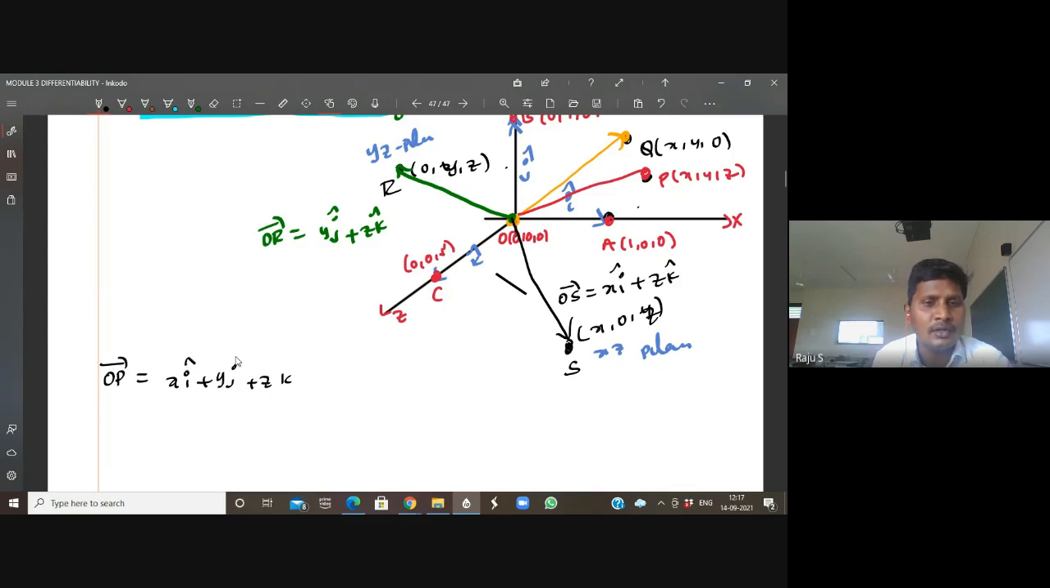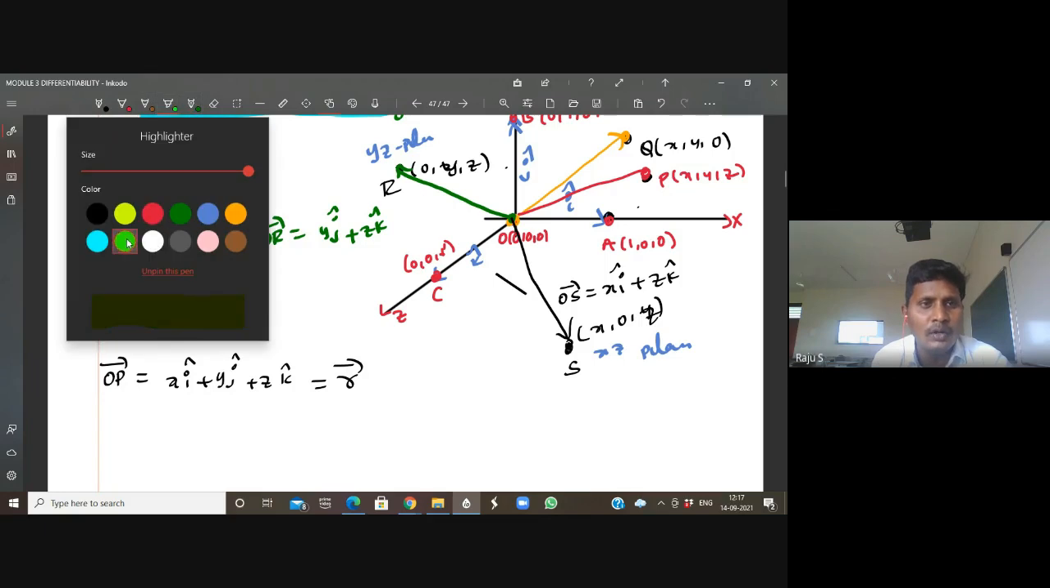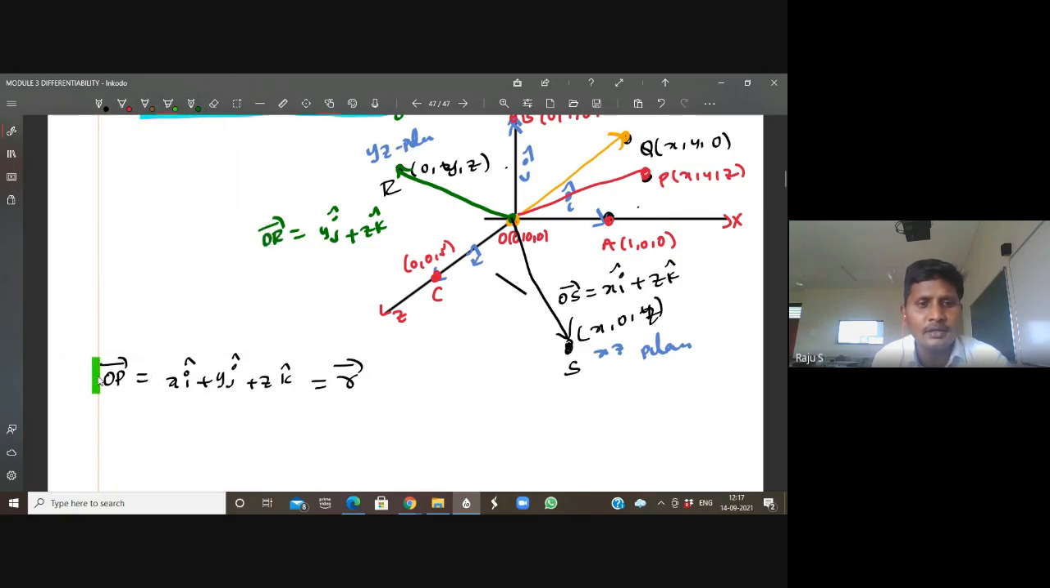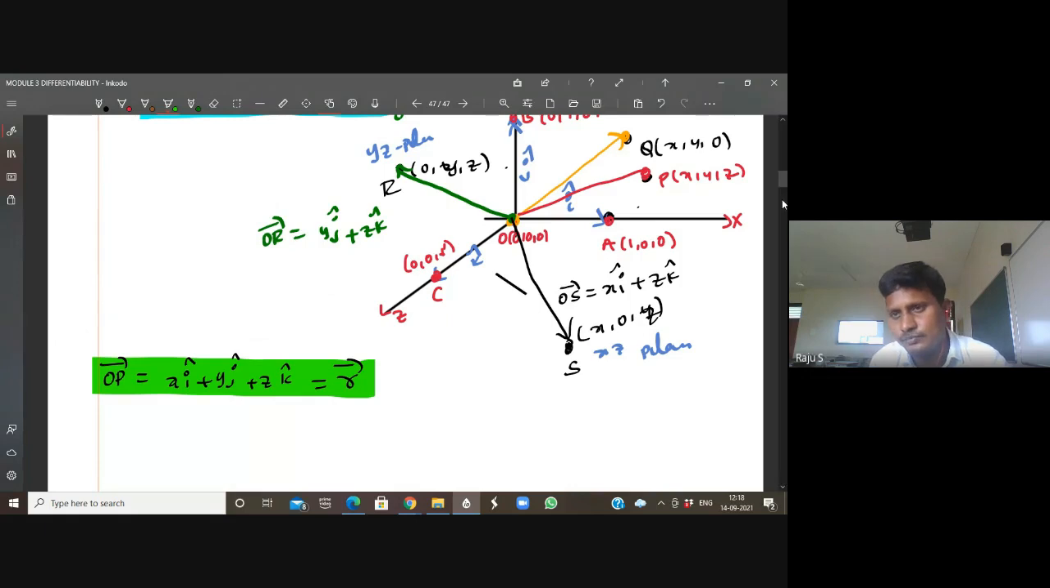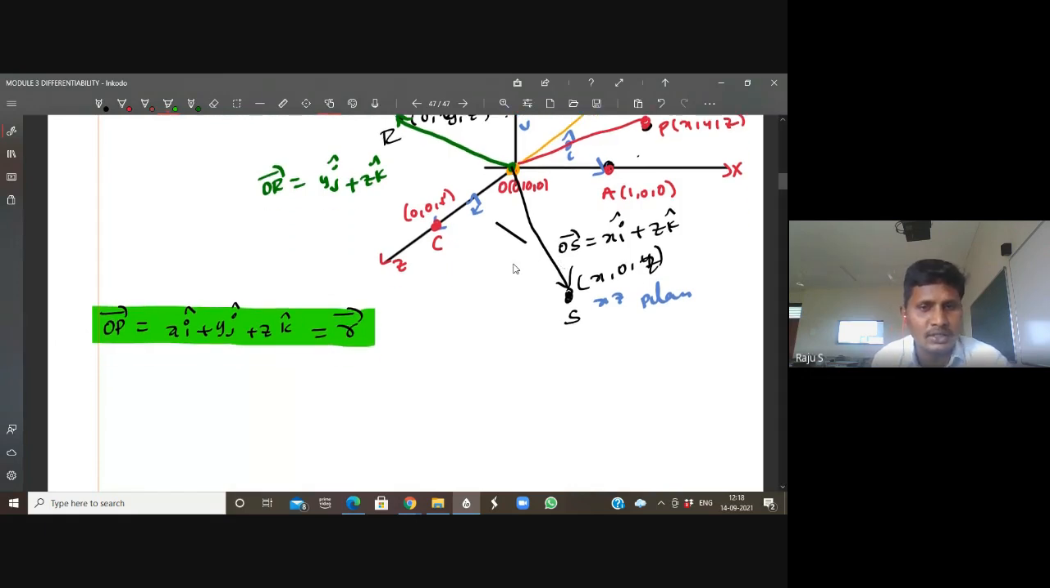Very important, students. The position vector of the point P can be written like this, and this can also be represented as the R vector. This will play a very important role in the entire vector algebra. The position vector can always be taken as R vector equal to xi plus yj plus zk. Then what is the magnitude? For any vector, the magnitude is the square root of the sum of squares of the coefficients, that is x square plus y square plus z square.